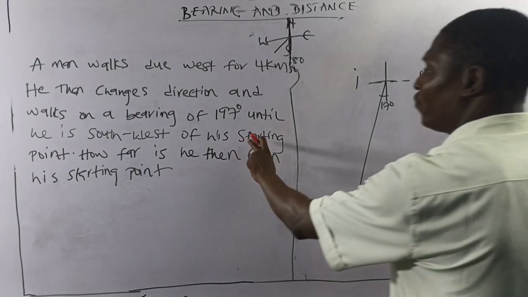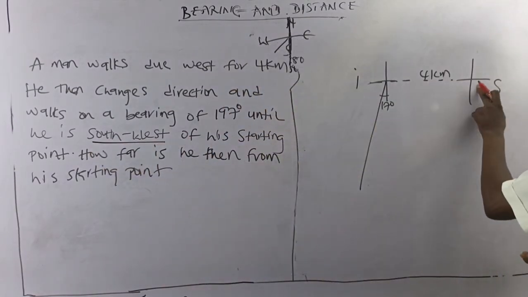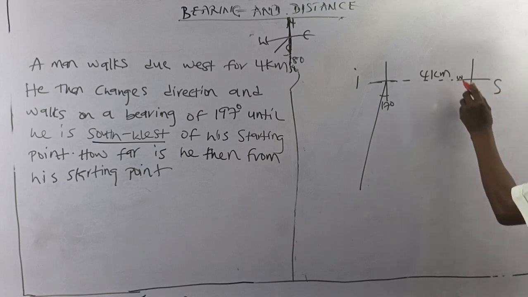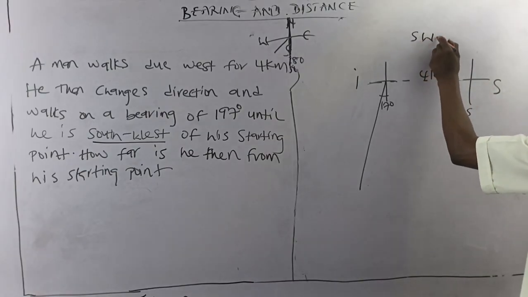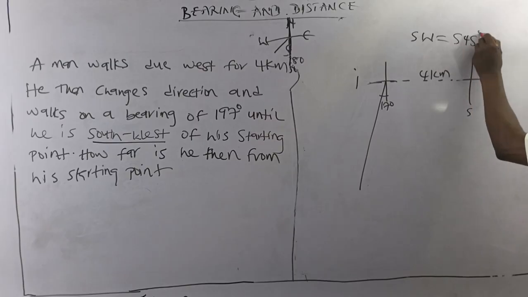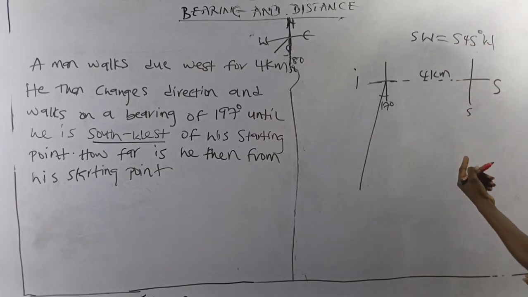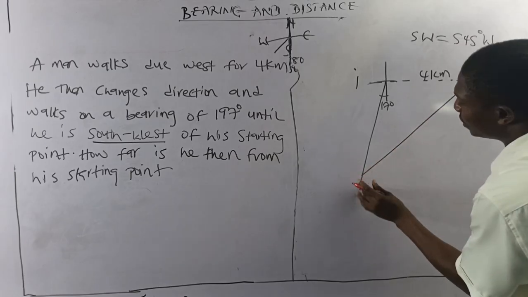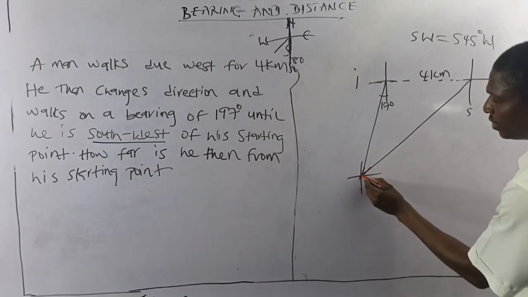Until he is southwest of his starting point. This is south, this is the starting point, and this is the west of the starting point. Southwest, as I told you in our last class, means south 45 degrees west. Southwest is 90, so if you bisect it, you have 45 degrees each. You have this as a midpoint till it touches this. Both lines must meet here.